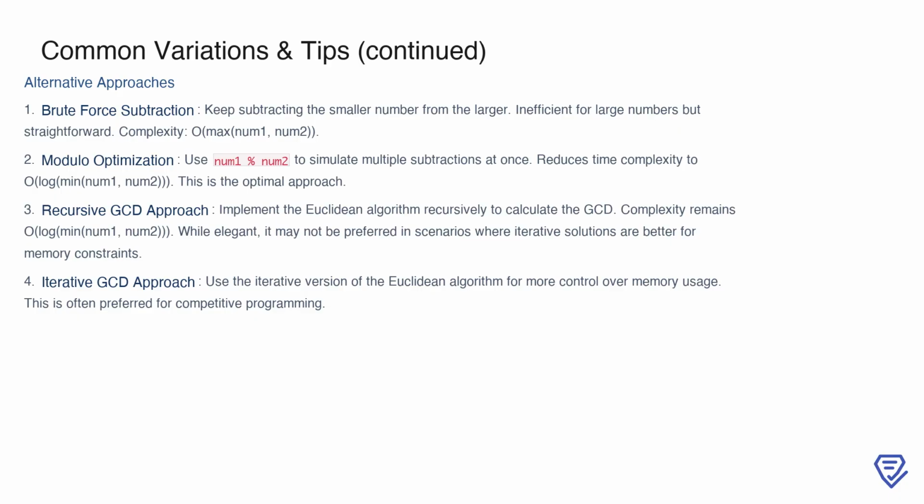Another approach is the recursive implementation of the Euclidean algorithm, which elegantly calculates the GCD and operates within the same time complexity. However, recursion may not always be ideal, especially in memory-constrained environments. For such cases, the iterative version of the Euclidean algorithm is preferred. It offers the same efficiency while giving you better control over memory usage, making it a popular choice in competitive programming scenarios.